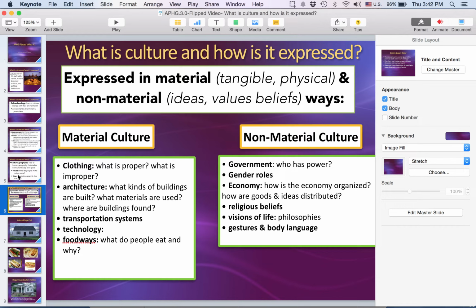So when we're looking at culture, we can look at the material examples of culture. We can look at clothing. What is proper? What is improper? We can look at architecture. What kind of buildings are built? What kind of materials are used? The physical materials of building often really relate to the physical environment and their expression of culture.